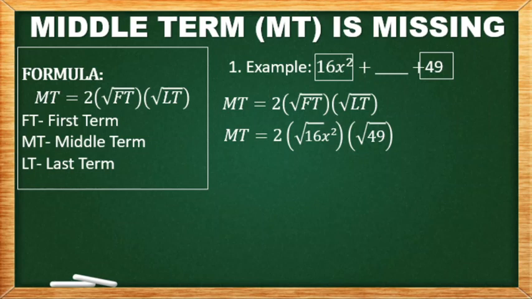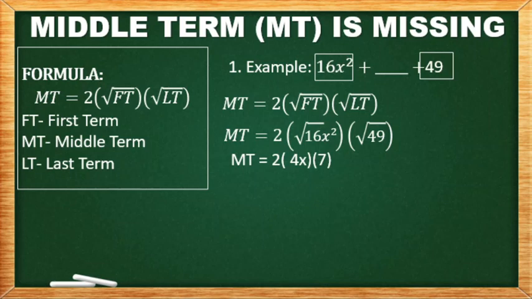Next step, get the square root of 16x squared and the square root of 49. What is the square root of 16x squared? It is 4x. Right? Because the square root of 16 is 4, the square root of x squared is x, and last, the square root of 49 is 7.